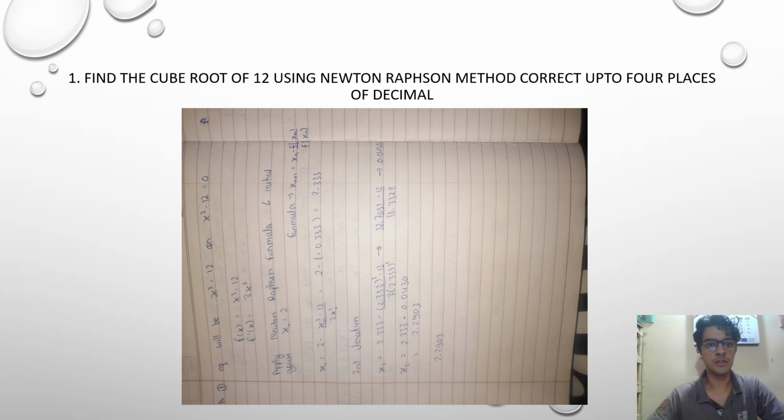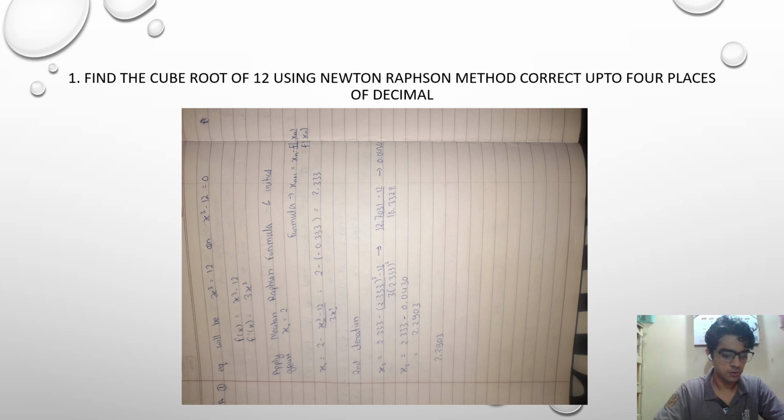The very first question is: find the cube root of 12 using the Newton-Raphson method, correct up to 4 places of decimal. Here is the image of the solution, and if it is not clearly visible, you can just ask me in the comments. I will provide you with the notes.